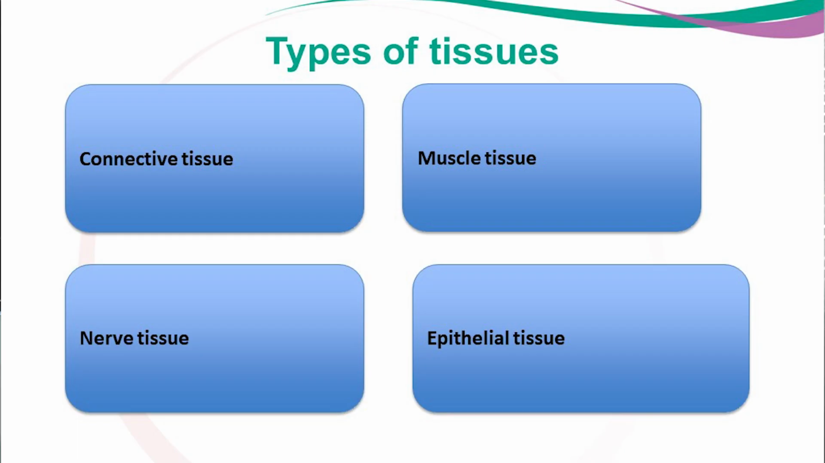Okay, so I'm going to start off with going through the different types of tissues that are covered in your study guide and on the online study material. We go through connective tissue, muscle tissue, nerve tissue, and epithelial tissue. But I'll go through each different type of tissue in a little bit more detail. So starting with connective tissue.